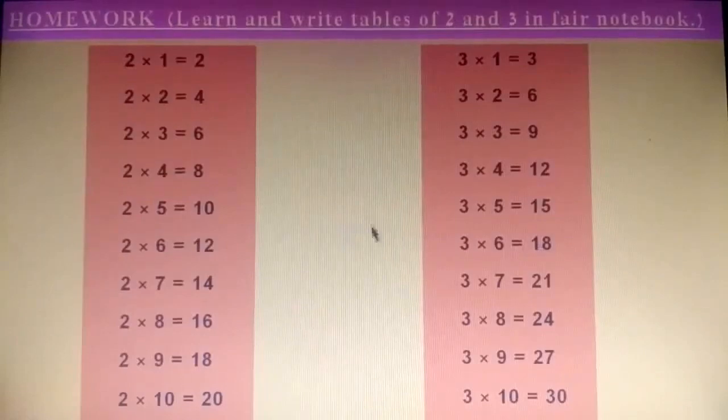2 ones are 2, 2 twos are 4, 2 threes are 6, 2 fours are 8, 2 fives are 10, 2 sixes are 12, 2 sevens are 14, 2 eights are 16, 2 nines are 18, 2 tens are 20. 3 ones are 3, 3 twos are 6, 3 threes are 9, 3 fours are 12, 3 fives are 15, 3 sixes are 18, 3 sevens are 21, 3 eights are 24, 3 nines are 27, 3 tens are 30.